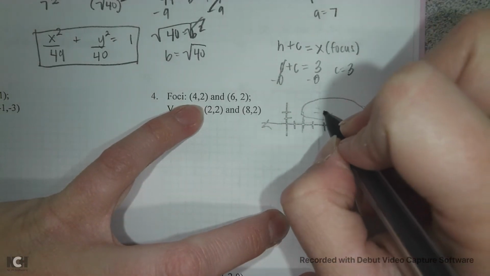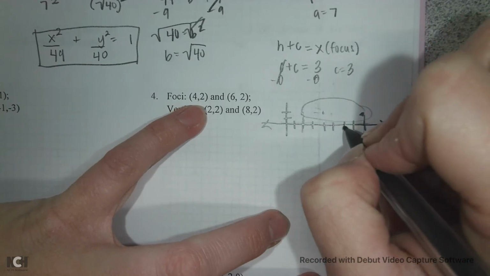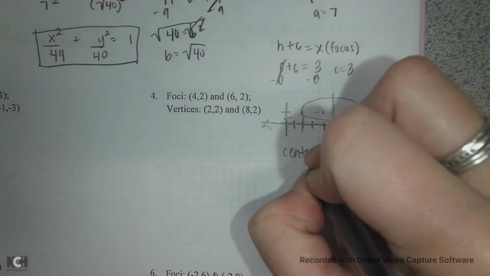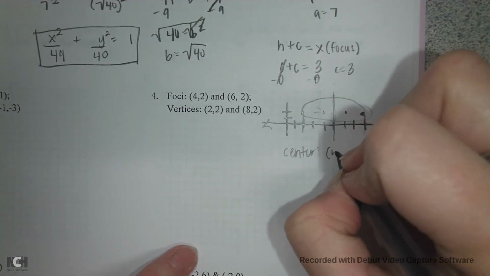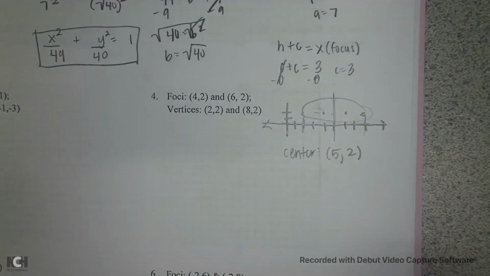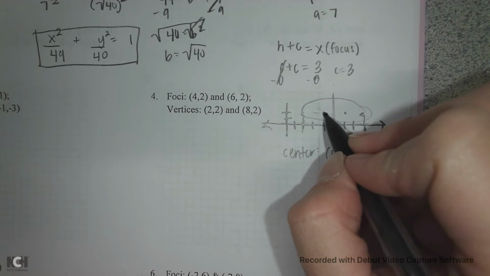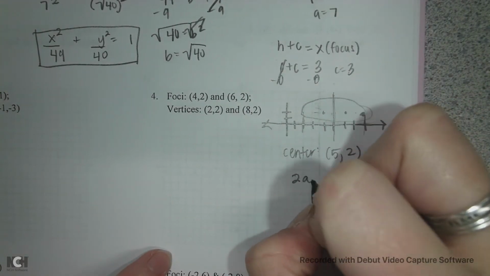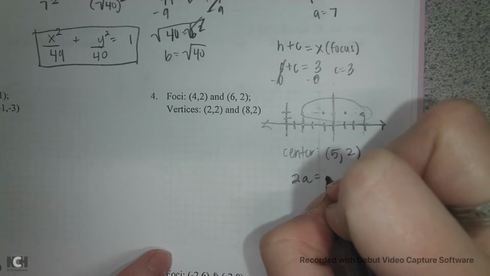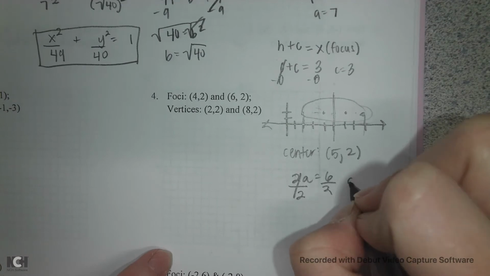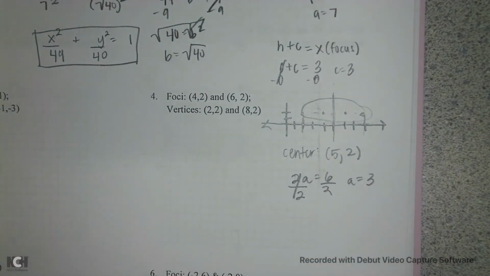4, 2, 3, 4, 2, and 5, 6, 2. Okay, so in between halfway is my center. So my center is at (5, 2). And then all the way across, I have 1, 2, 3, 4, 5, 6. So my 2a, because that's my major, is equal to 6. So divide by 2 on each side, and a equals 3.